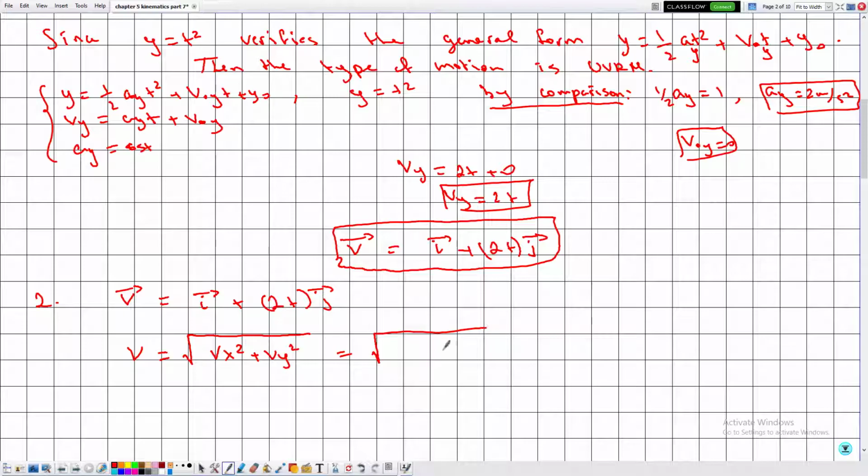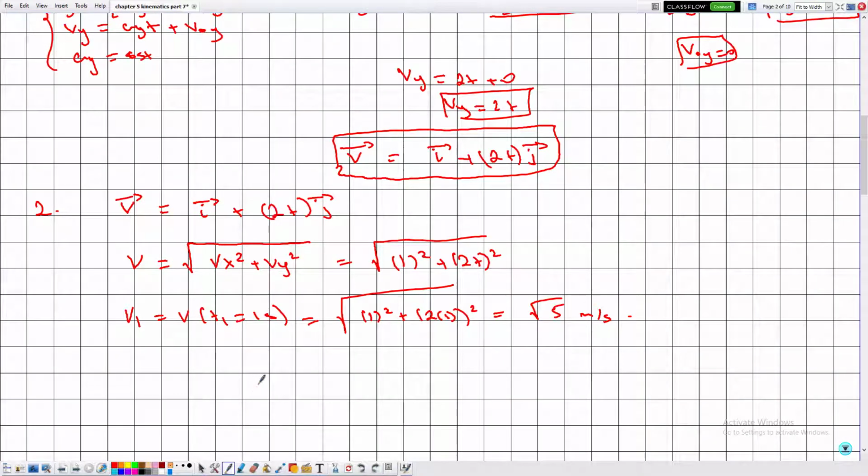Now the value of the x component is given by 1 to the power 2 plus 2t to the power 2. Okay, so this is the instantaneous speed expressed as a function of time. Now we are interested in determining v1, which is the speed computed at the instant t1 equal to 1 second. So replacing t by 1, we get radical 5 meters per second. Then the speed of the moving particle at t1 equal to 1 second is given by the square root of 5 meters per second.